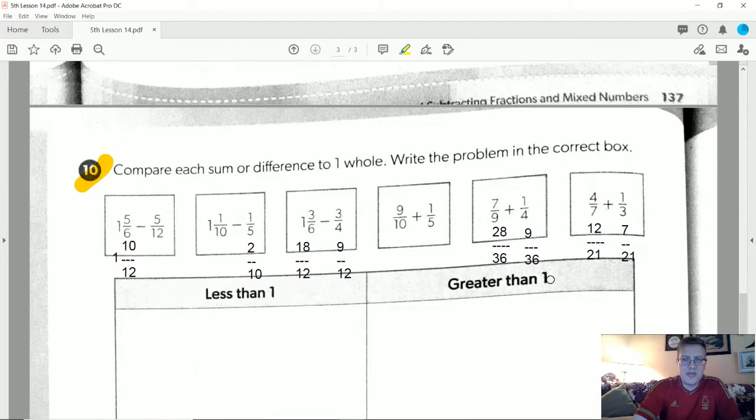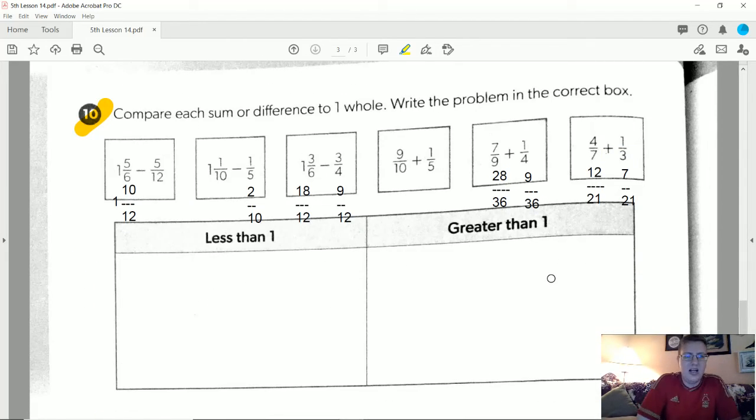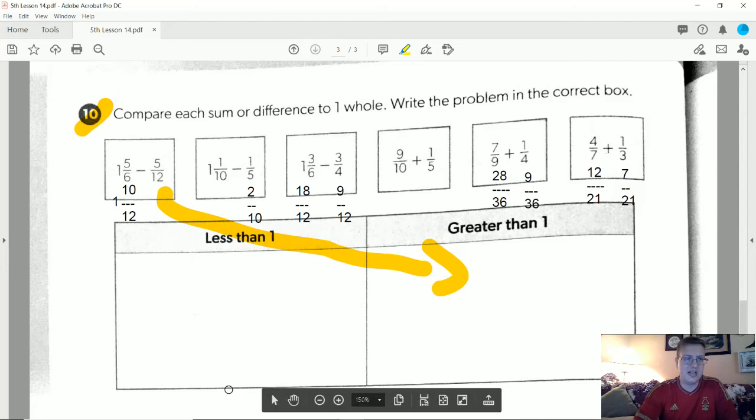And the last problem that I have the work for, again, I'll owe you the video explanation, is number 13. Compare each sum or difference to one whole, and then we are going to not write the problem. I'm just going to draw an arrow. So I'm going to take 1 and 5/6 and change it to 1 and 10/12. If I do 1 and 10/12 minus 5/12, I still have larger than 1. So that one's going to go on this side.